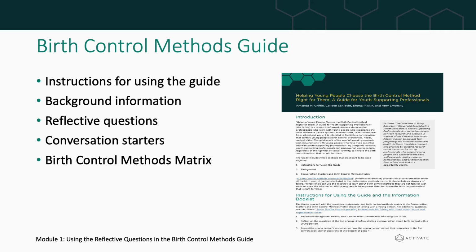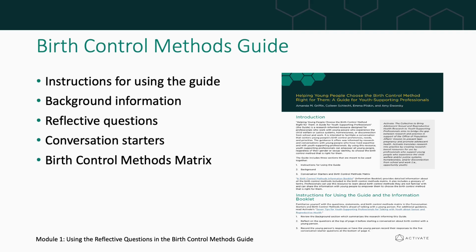The Helping Young People Choose the Birth Control Method Right for Them resource is a 2-part research-informed resource created by Activate. The resource is designed for youth supporting professionals who want to help young people make informed decisions about birth control. The first part of the resource is the Birth Control Methods Guide that includes instructions for using the guide, background information, reflective questions, conversation starters, and a matrix that includes 18 birth control methods.